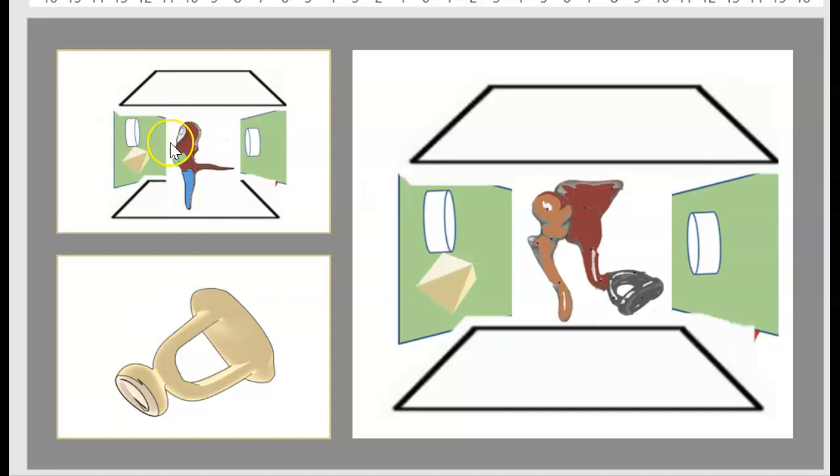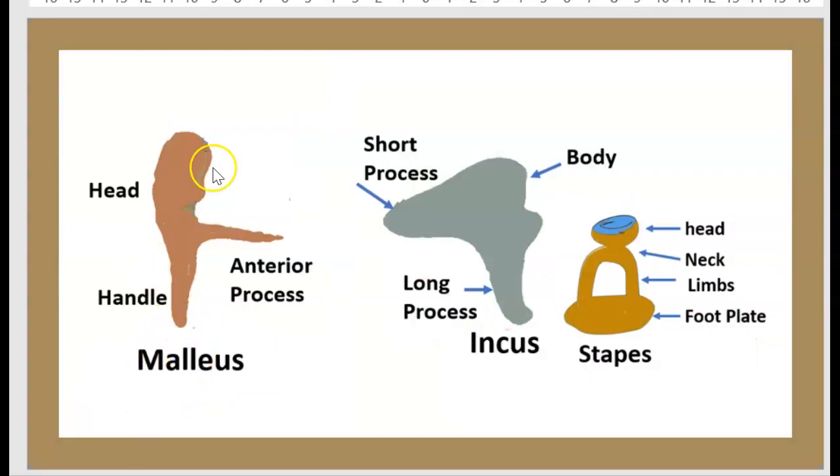Another view of malleus and another view of stapes. Malleus, there is a head, anterior process, and a handle. What about incus? A body, short process, and long process. And for stapes, there is a head and neck, limbs, and foot plate.